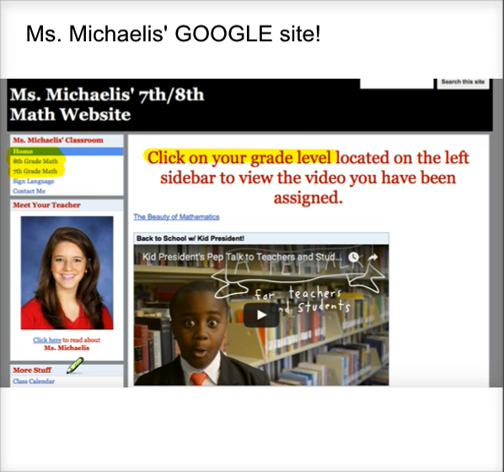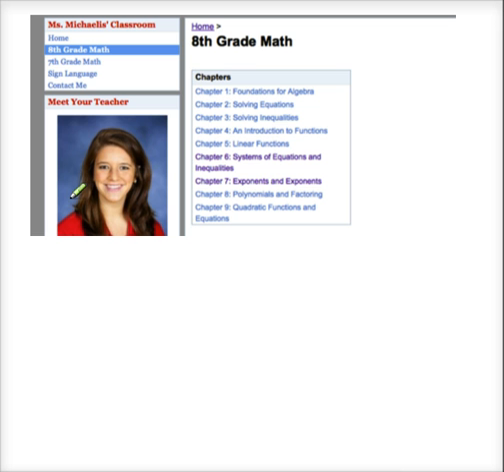This is where I keep all of my videos. Right when you get to it, the home screen tells you to click on your grade level located on the left. So over here I have 8th grade math and 7th grade math. You would click on the grade level that applies to you. For example, if I clicked 8th grade, these are all the chapters in our 8th grade math book.